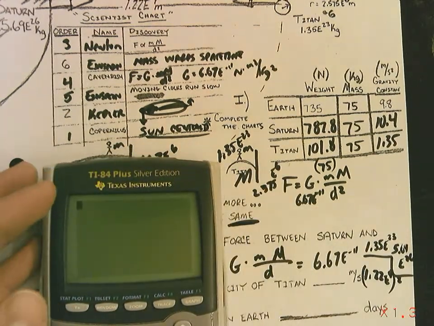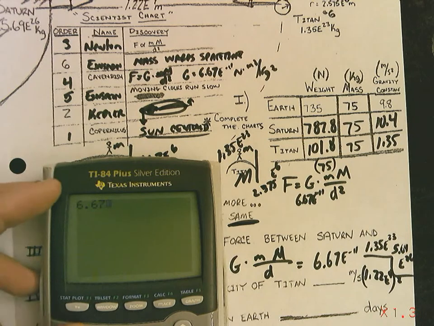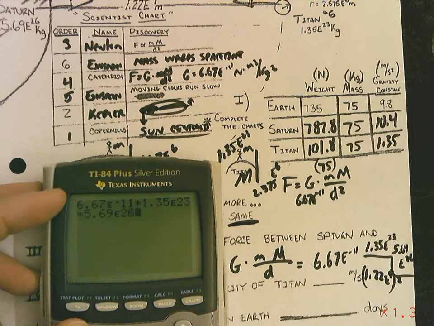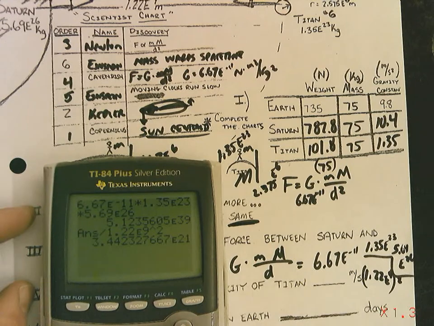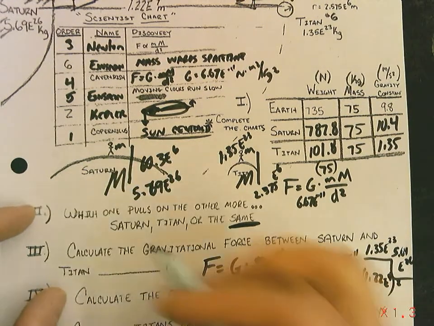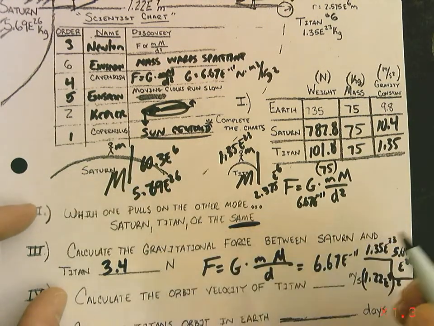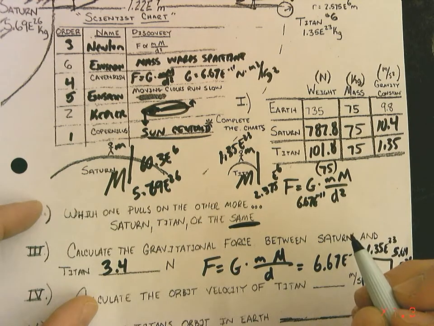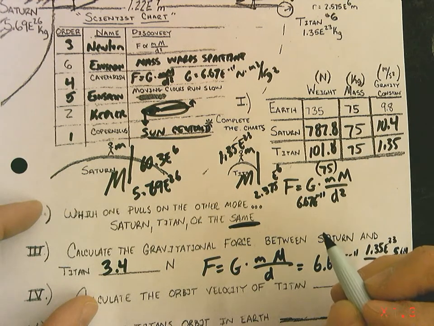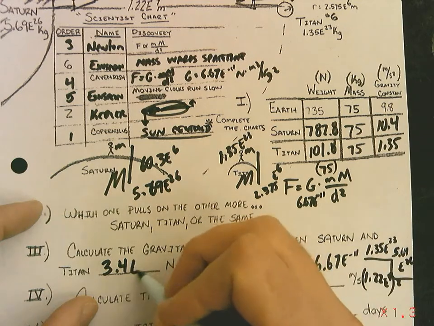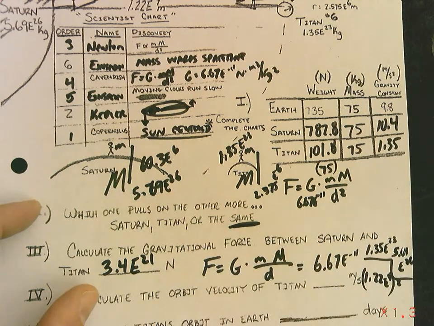So I had 6.67 e to the negative 11, and then I had 1.35 e to the 23, and then I had 5.69 e to the 26, and then I divide by 1.22 e to the 9 squared. And you can see I get 3.4 e to the 21, which would make sense because it takes a lot of force to keep something like a moon in its orbit. So 3.4 e to the 21 is what you get.